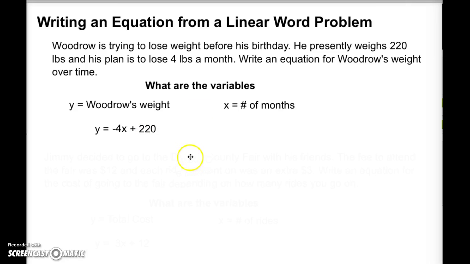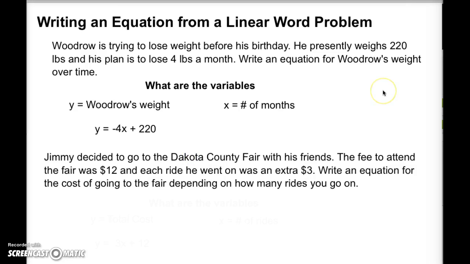Let's look at another example. Jimmy decided to go to the Dakota County Fair with his friends. The fee to attend the fair was $12, and each ride he went on was an extra $3. Here we go. Write an equation for the cost of going to the fair depending on how many rides he goes on, or you go on.